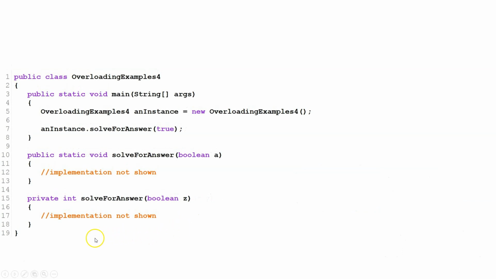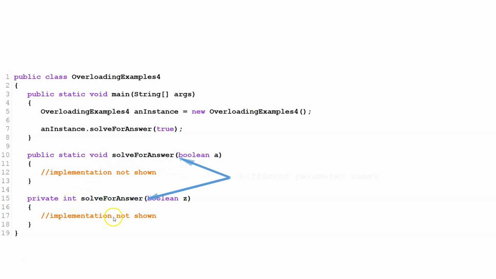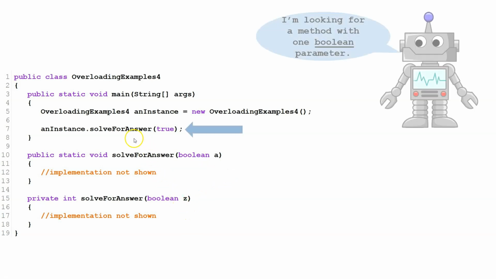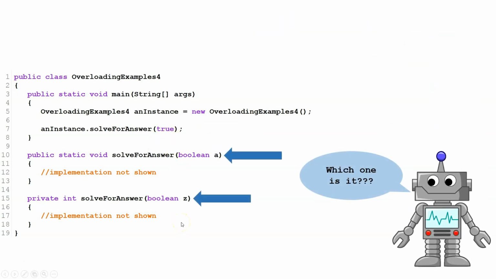Here's an example of 2 overloaded methods that have a lot of differences. First, one is public, the other is private. The first is static, the second is non-static. The first has the void return, the second has an int return. And finally, the first has a parameter A, the second has a parameter Z. This is all fine, however, there's a problem. Both have one Boolean parameter. This means when we call solve for answer with one Boolean argument, the compiler won't know which version of solve for answer we want.